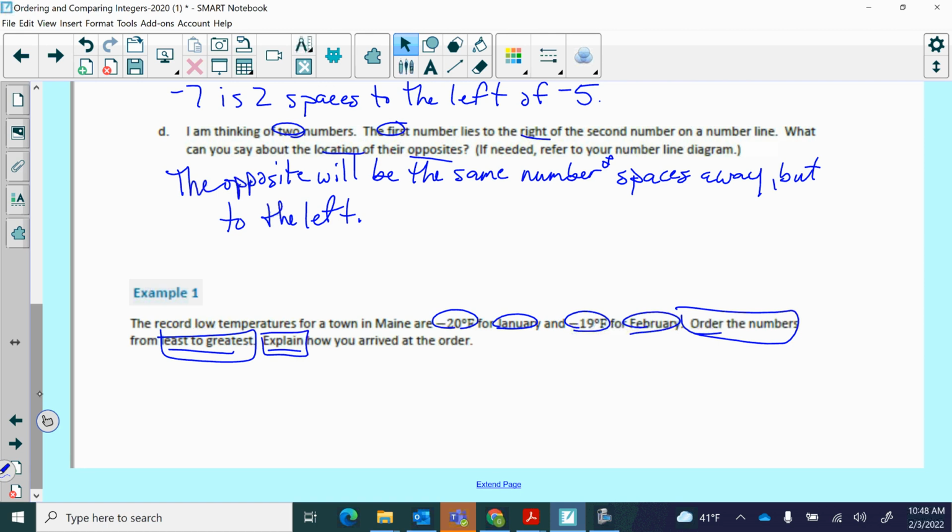So which number, when we say least to greatest, that means I'm starting with the smaller number, right? So which number is smaller, negative 20 or negative 19? JJ? Negative 19 is smaller than negative 20? You sure about that? So negative 20 is lower than negative 19, even though 20 is bigger than 19.